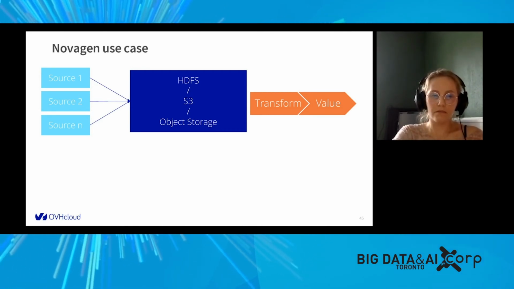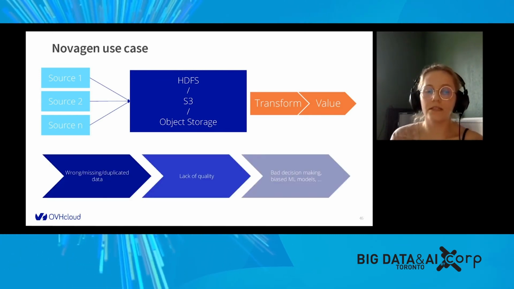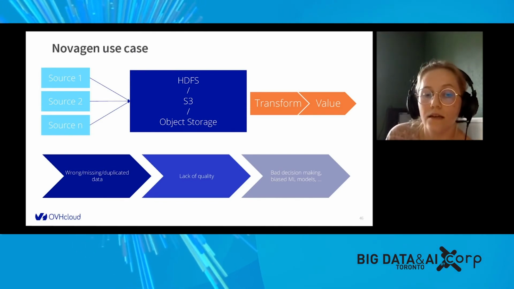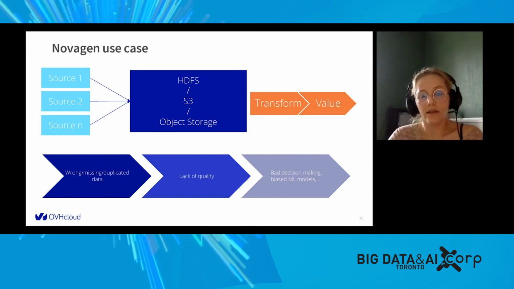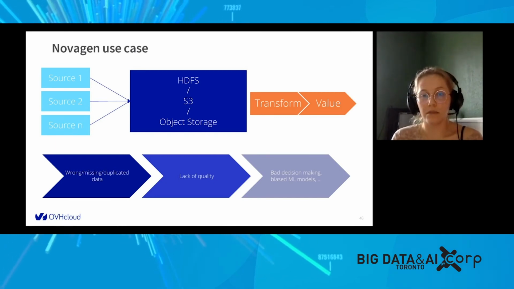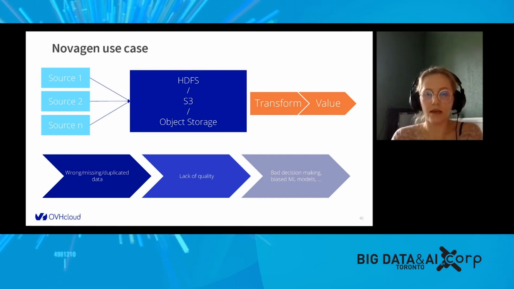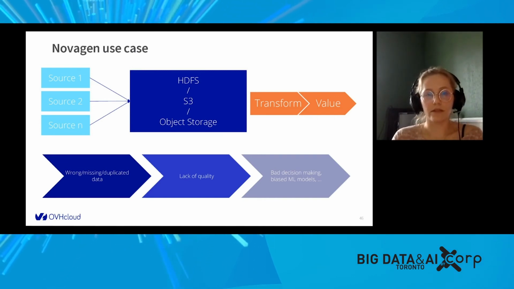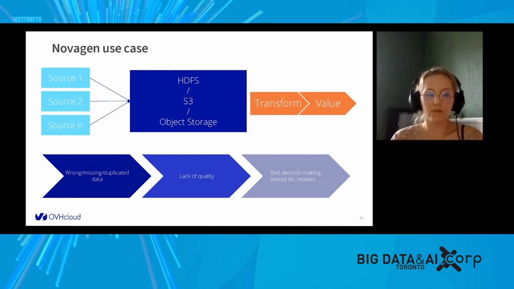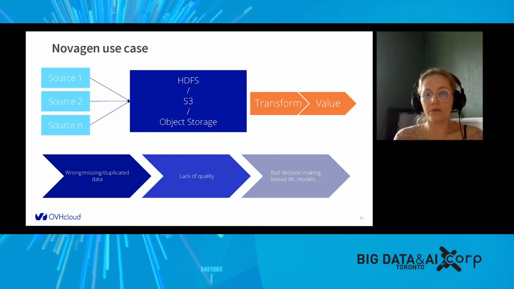But in many cases, there are wrong or missing or duplicated data from the data sources, and it makes a lack of quality in the data storage. Because of this lack of quality, we can make bad decisions or bad ML models, which is definitely not what we want, and it can cost a lot of time and money to fix afterwards. So what Novagen wants to do is to diagnose the lack of quality as soon as possible in order to fix it before it's too late.